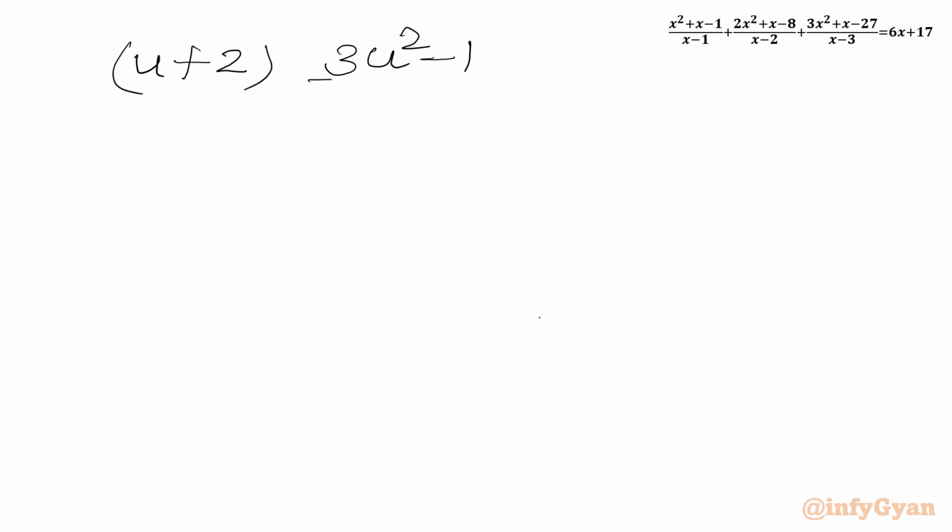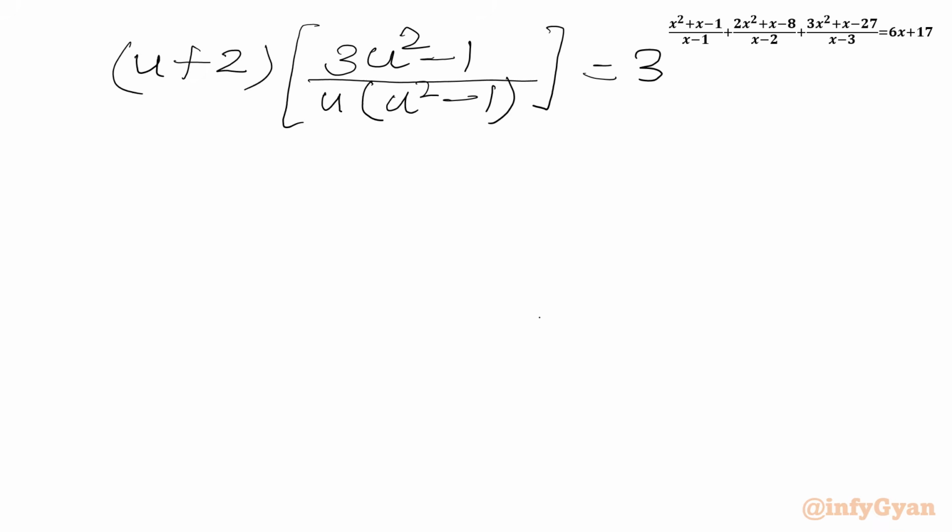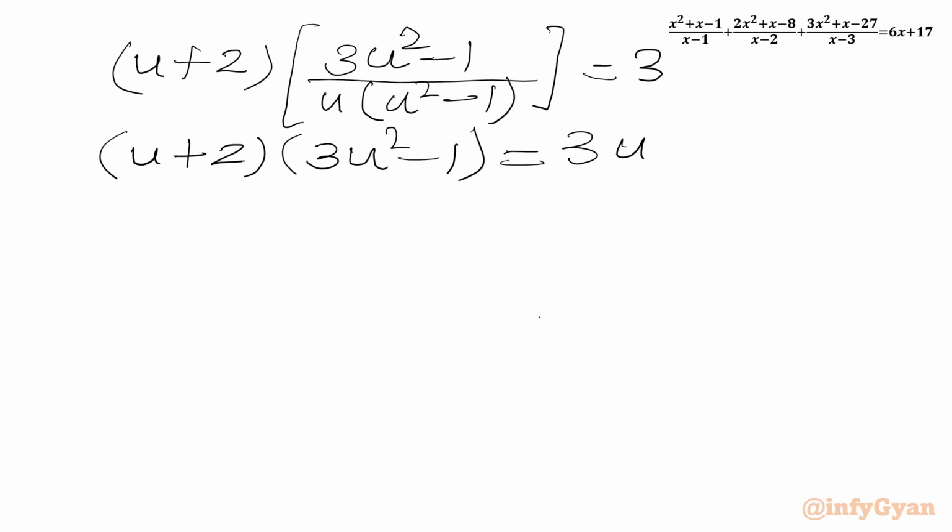We will cross multiply. Let me write u plus 2. In numerator we'll write 3u square minus 1 over u times u square minus 1, and in RHS we'll write 3. Now we will cross multiply. We will get u plus 2 times 3u square minus 1 equal to 3 times u square minus 1.